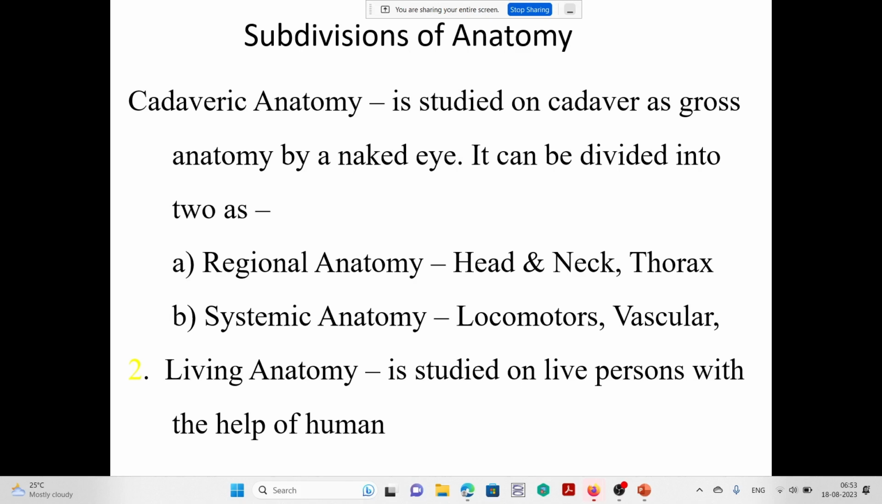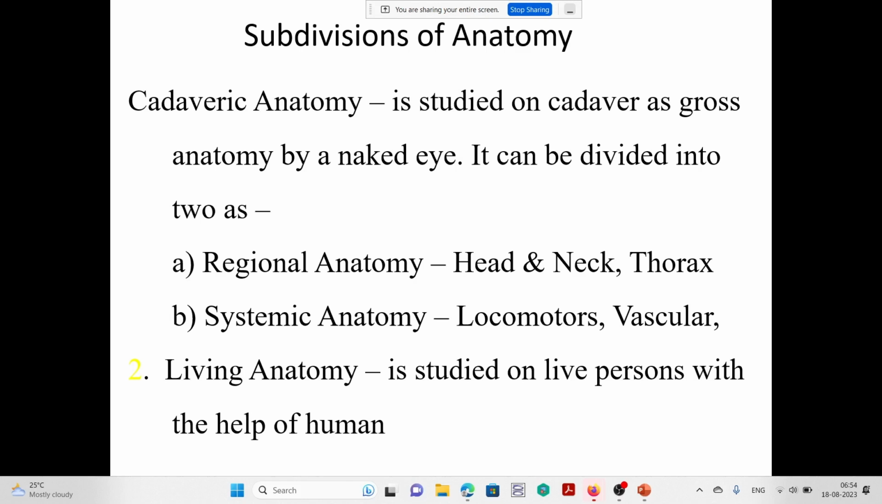So usually there are two methods of anatomical study. In relation to the cadaveric, we have better understanding. In that way, one is regional anatomy and another one is systemic anatomy. Apart from that, other divisions are also there. Say for example, living anatomy. So what is this living anatomy?